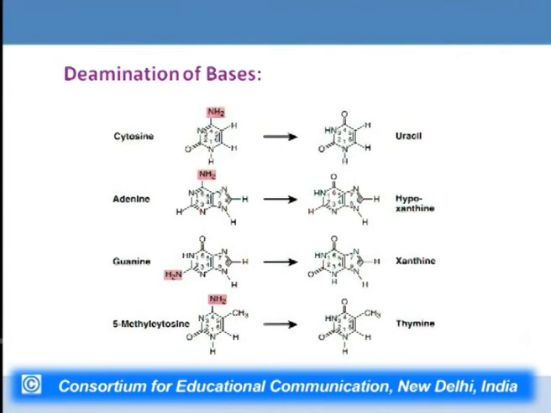Now this particular panel shows how deamination of bases can lead to changes in the type of bases which are getting formed. Cytosine, when it gets deaminated, leads to formation of uracil. Adenine, when it gets deaminated, leads to formation of hypoxanthine. Guanine deamination leads to formation of xanthine, and 5-methyl cytosine leads to formation of thymine.